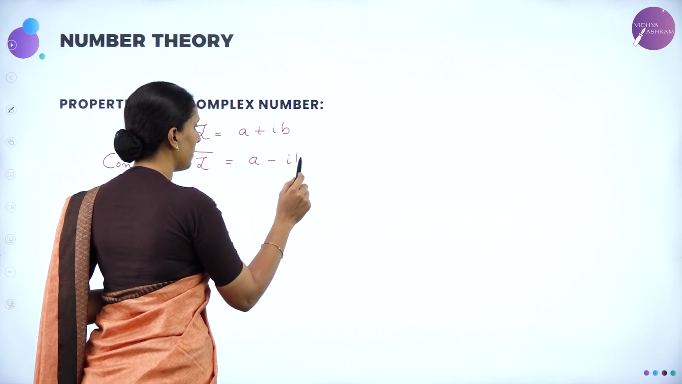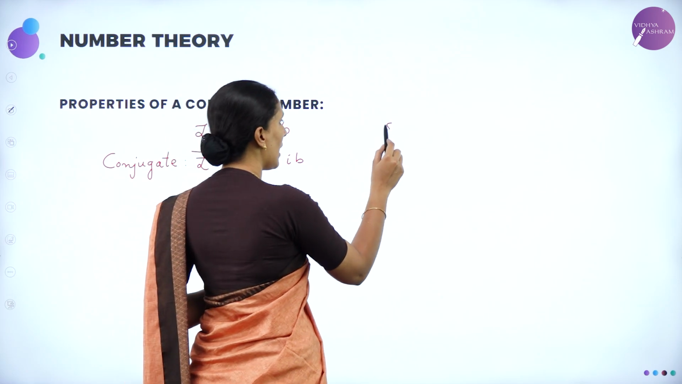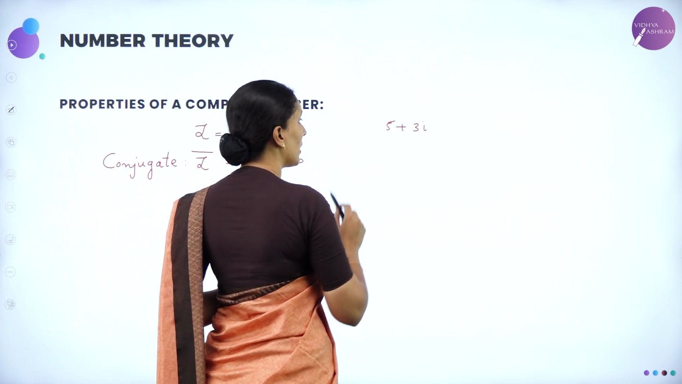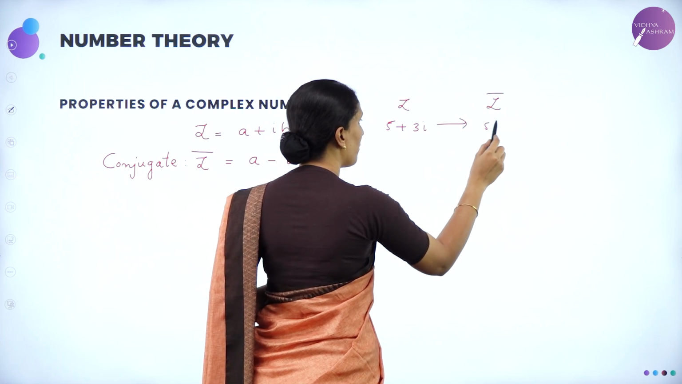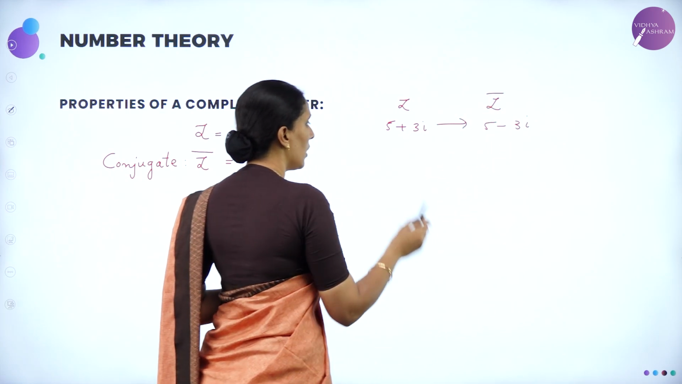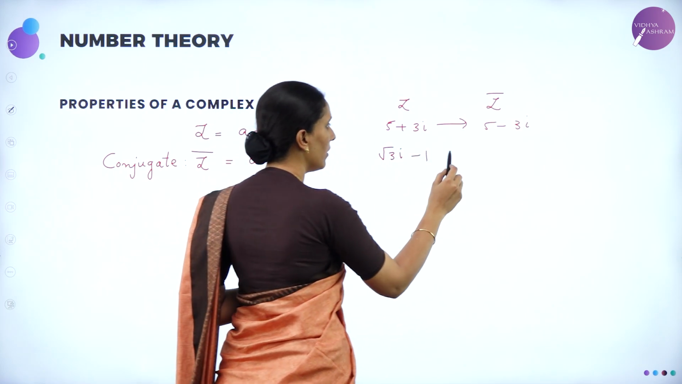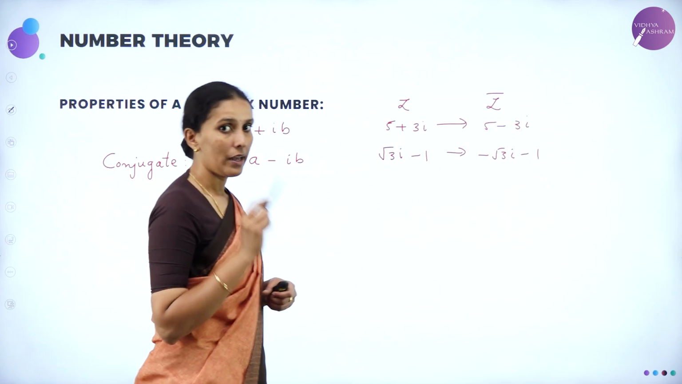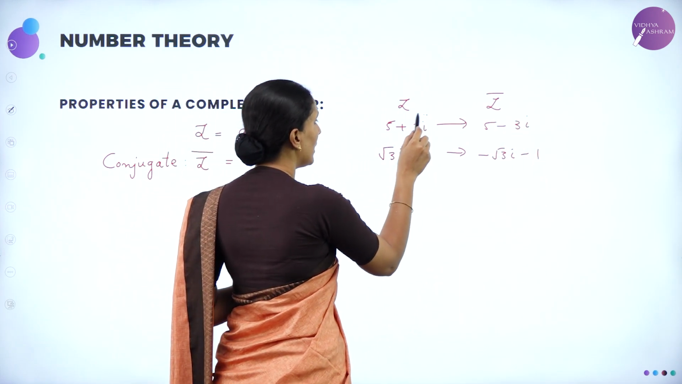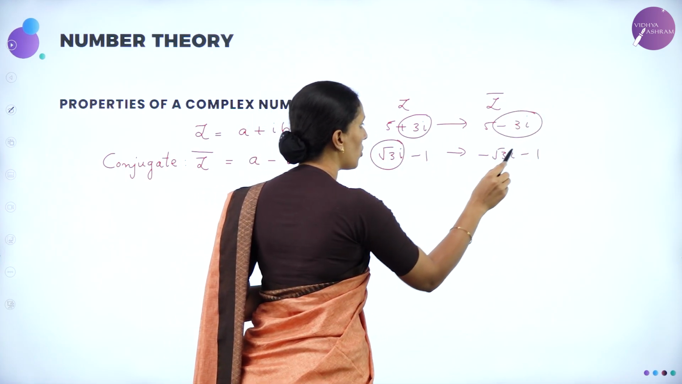a minus ib. For example, if 5 plus 3i is the complex number, then the conjugate of the complex number is 5 minus 3i. Now if we have root 3i minus 1 as the complex number, then minus root 3i minus 1 is its conjugate. Remember, you always take the opposite sign in the imaginary part here, not the real part.